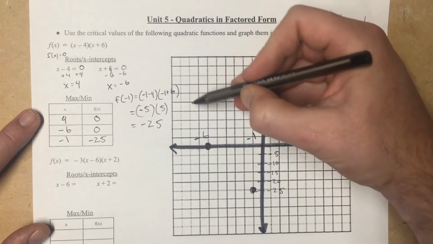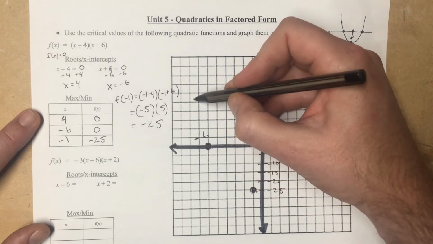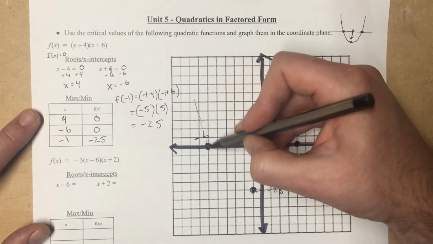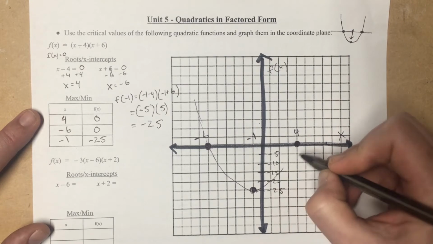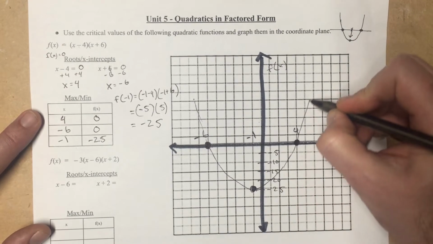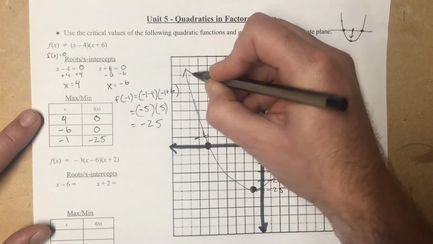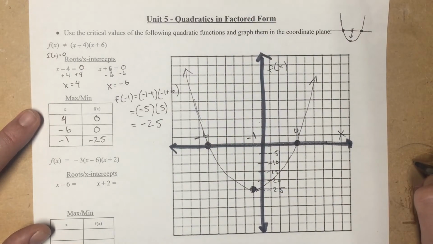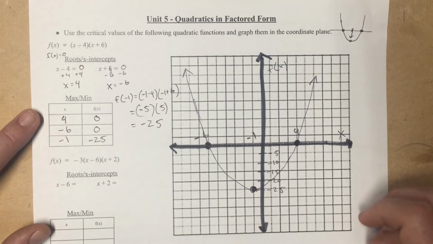And now we've kind of taken some shape for our parabola, right? So now I can take my pen and do a little sketch of what this parabola is going to look like here. There we go. So we found our three critical values, the two x-intercepts and the minimum.